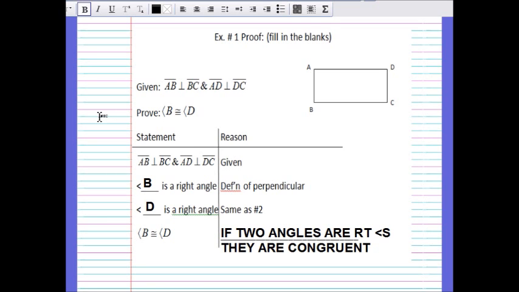Alright, so here we go. Our first blank, angle B is a right angle. Our second blank, angle D is a right angle. If you reverse those two, they're fine. Our next step, if two angles are right angles, then they are congruent. Something that we learned in Chapter 1.